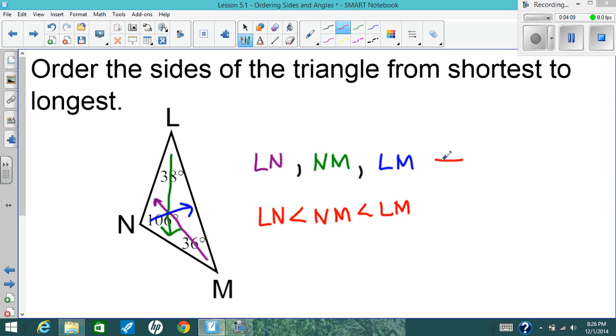So this top one, the first one I did was a list. The second one is an inequality. And the name of the unit is triangle inequalities. So it's important that you know how to write this. And this is a less than symbol. We're kind of reaching back into old math.